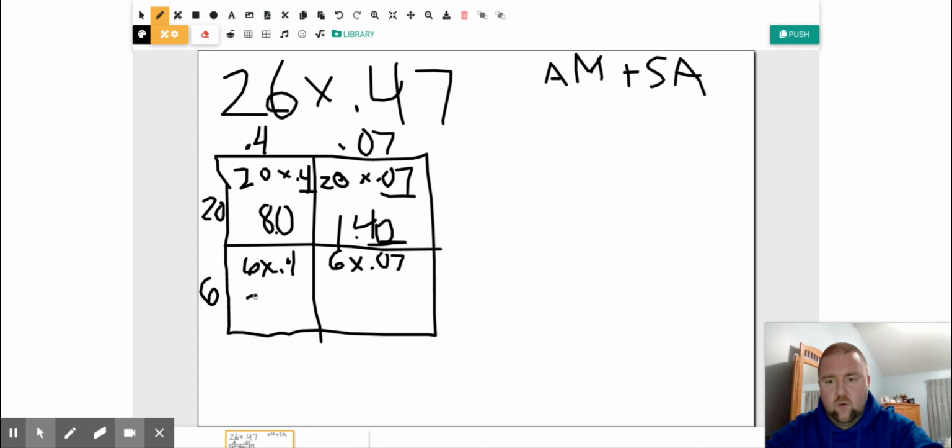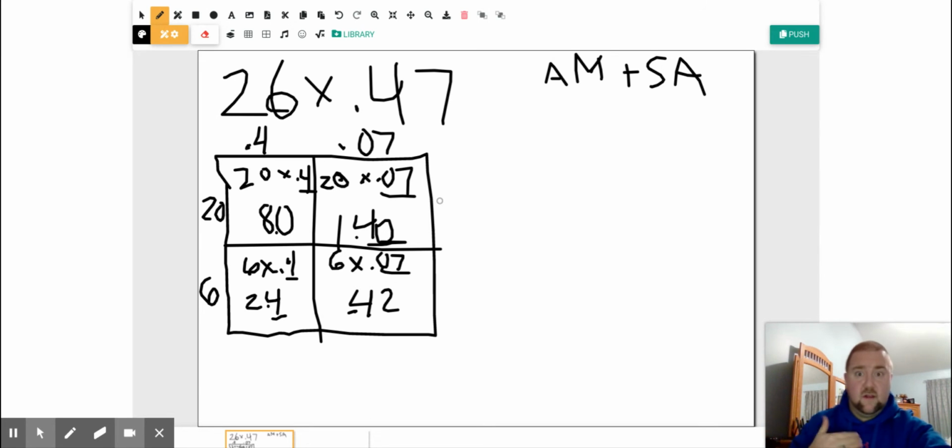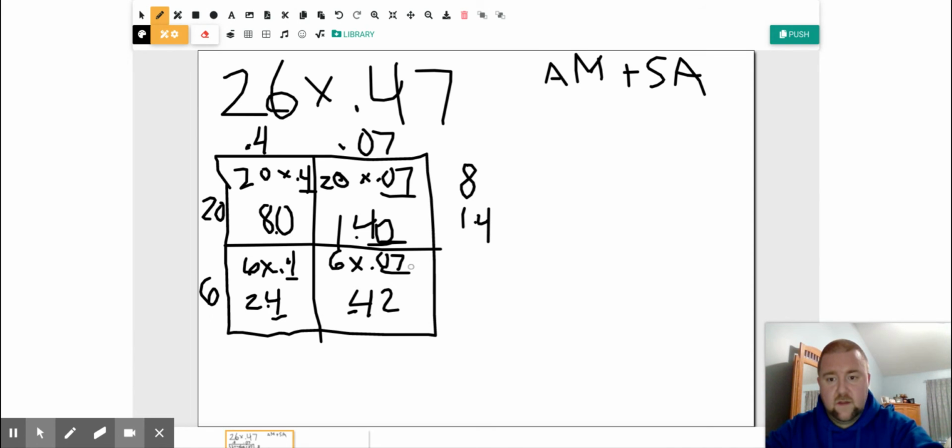6 times 4 is 24. One number behind the decimal in the problem, so one number should be behind the decimal in the answer. 6 times 7 is 42. So then two numbers are behind the decimal in the problem. Two numbers should be behind the decimal in the answer. And then to solve this, we would add them all together. So I have 8. I have 1 and 4 tenths. I have 2 and 4 tenths. Sorry about that. And then I have 42 hundredths.